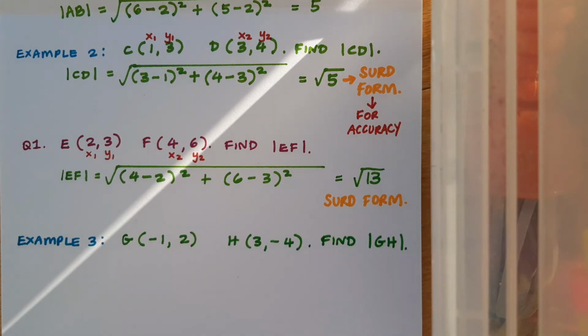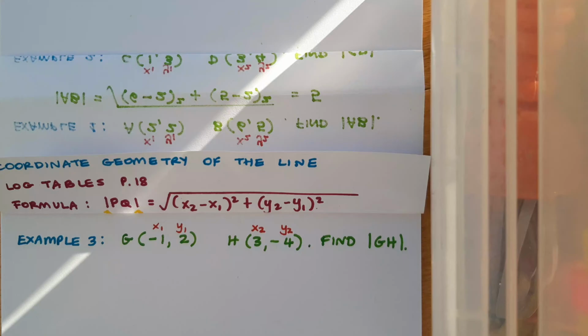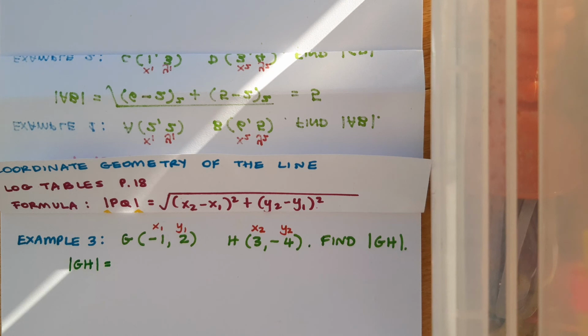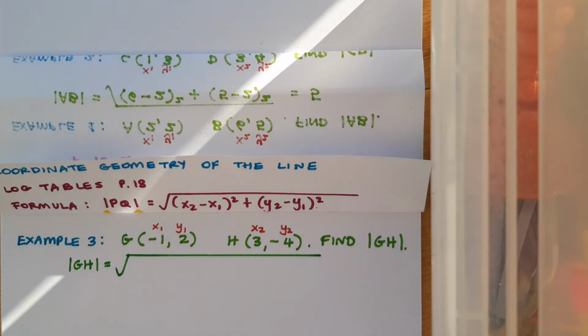So in this example, I've got 2 points, G and H. G is (-1, 2), and H is (3, -4), and I want to find the length of the line segment that joins them, or the distance from G to H. So at this stage, I think we all know how to begin. You're going to label your points. So take a moment to do that. Let's make sure we've got our formula to refer to. And then let's begin to find GH. So I'll start off with my square root as usual, and then I'll begin to fill into my formula.